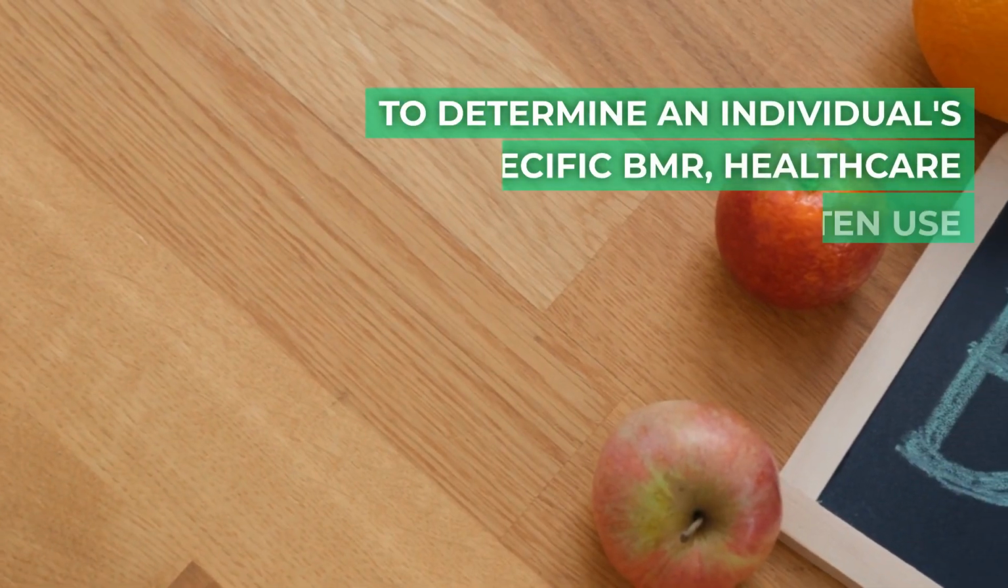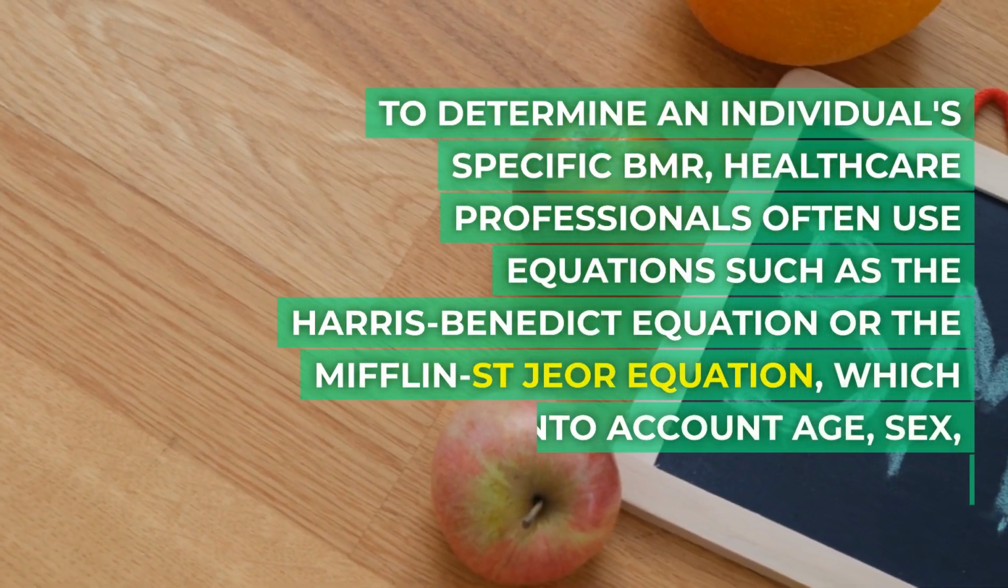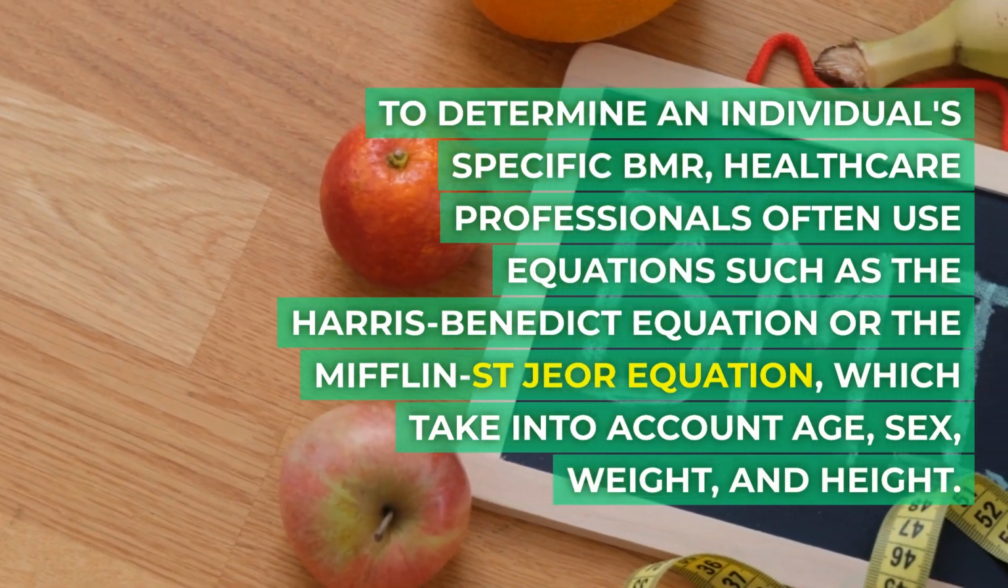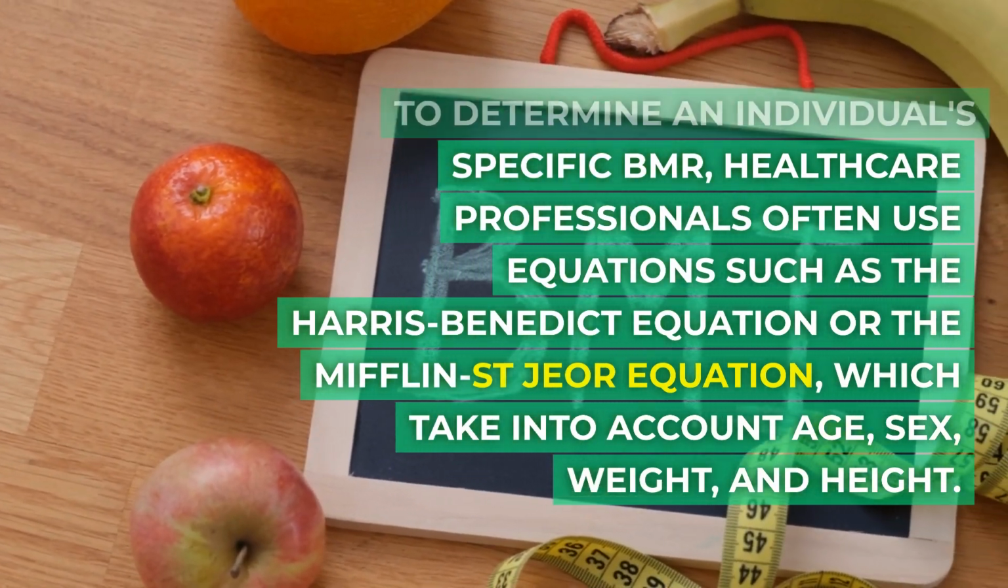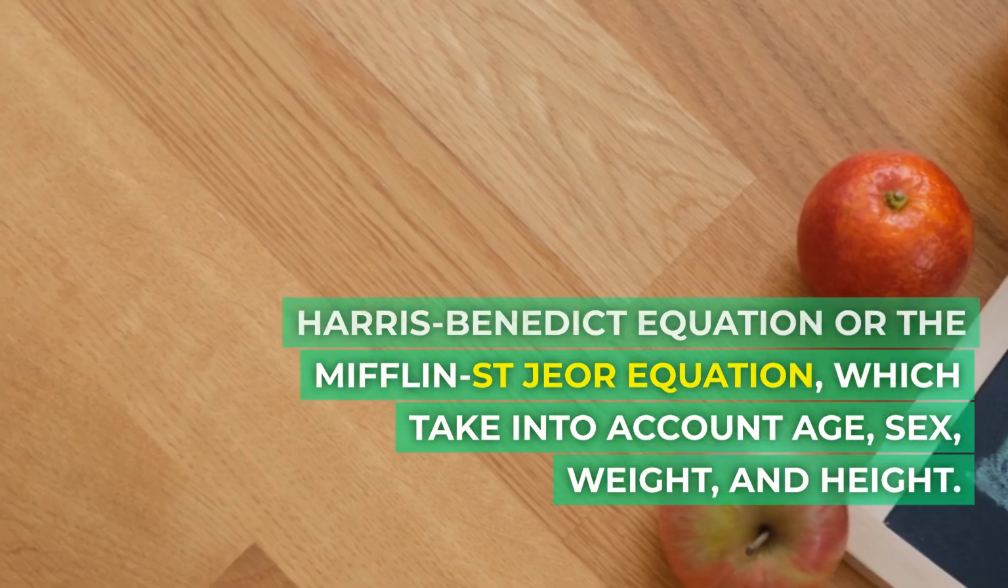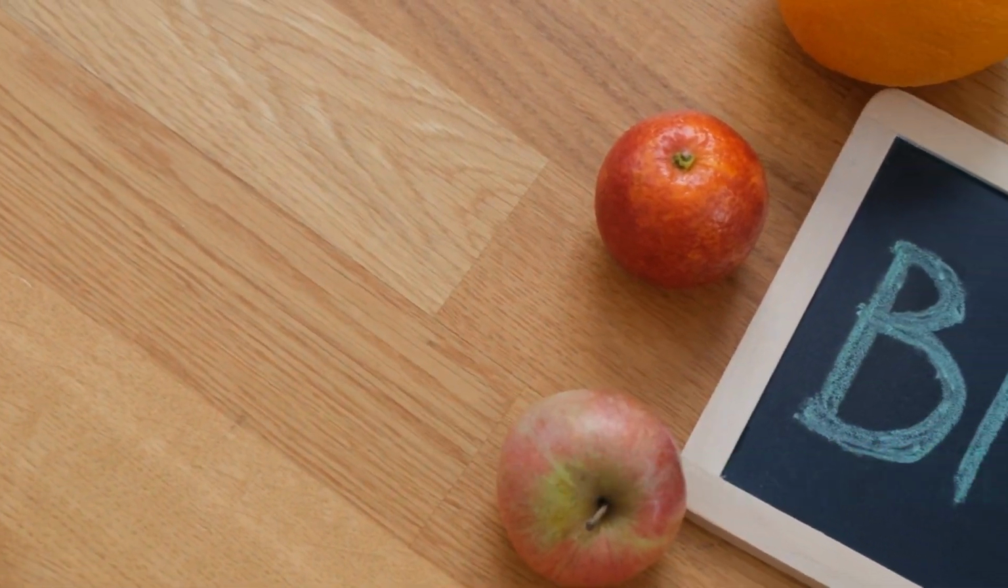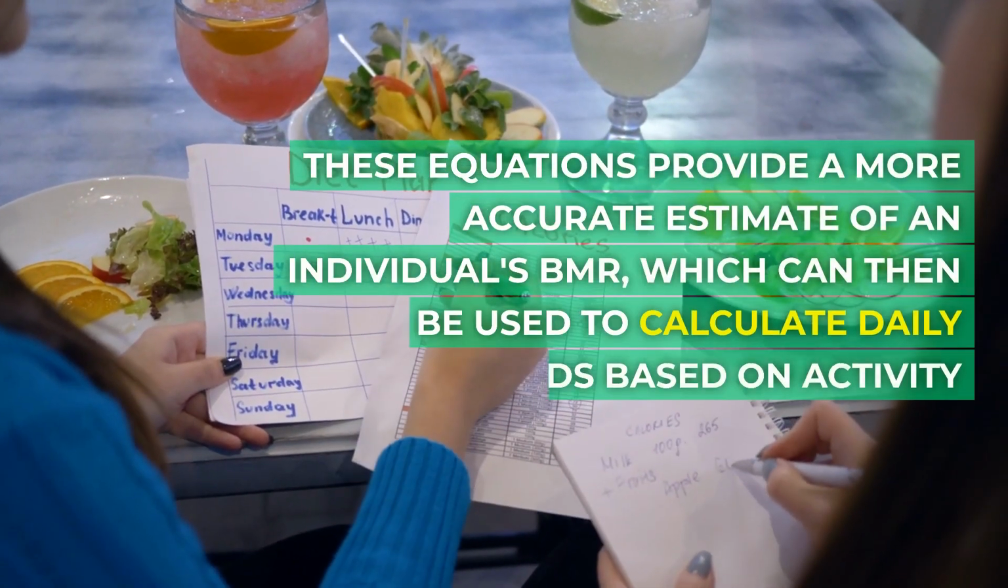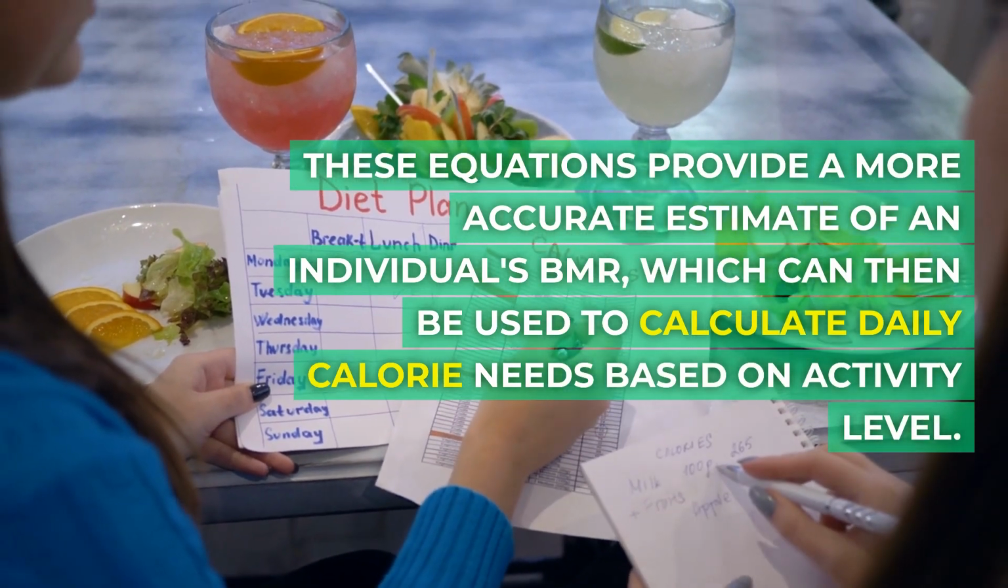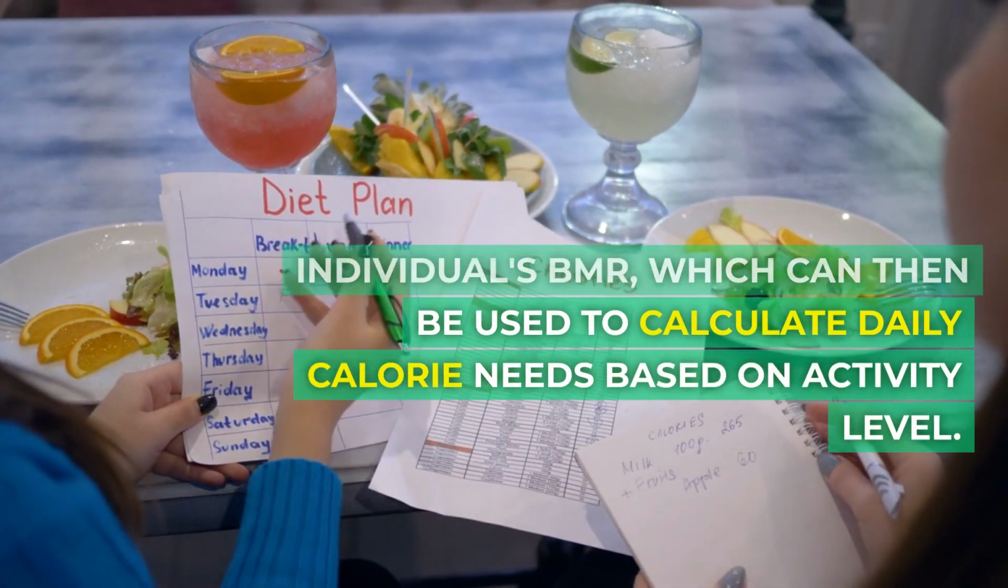To determine an individual's specific BMR, healthcare professionals often use equations such as the Harris-Benedict equation or the Mifflin-St. Jeor equation, which take into account age, sex, weight, and height. These equations provide a more accurate estimate of an individual's BMR, which can then be used to calculate daily calorie needs based on activity level.